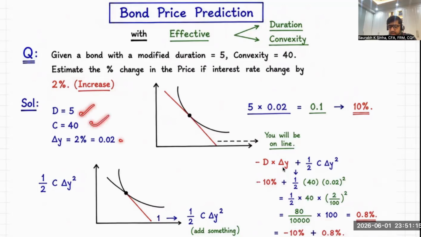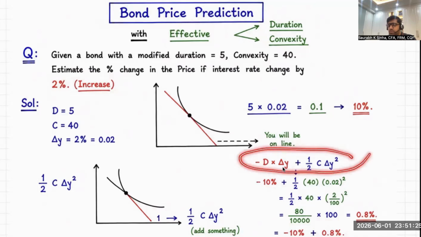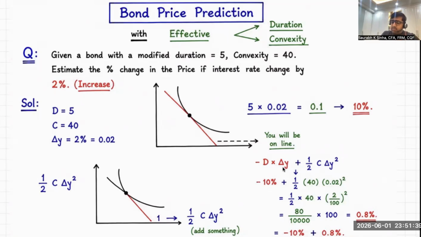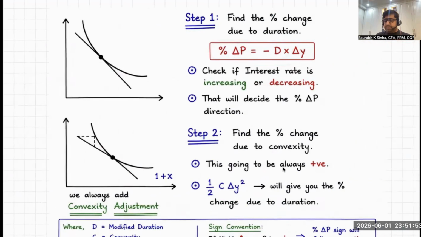So see, we'll directly jump into the numerical, but before that, instead of just throwing a formula written in a book, which is: the percentage change in the bond price is equal to negative duration times change in interest rate plus half C del Y square. This is the formula. But why this formula? Let's discuss this. Whenever you have duration and convexity, you have to divide it into two steps.